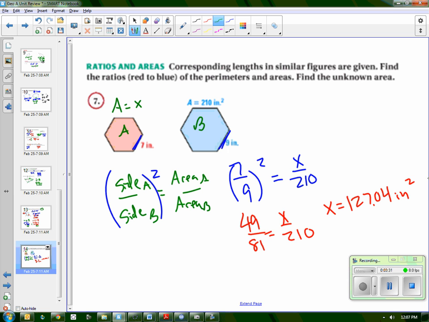inches squared, and that's it. We're ready for the final. Woo! Let's do it!